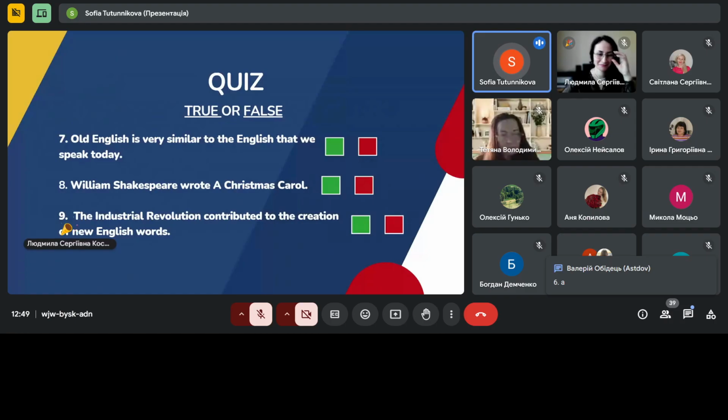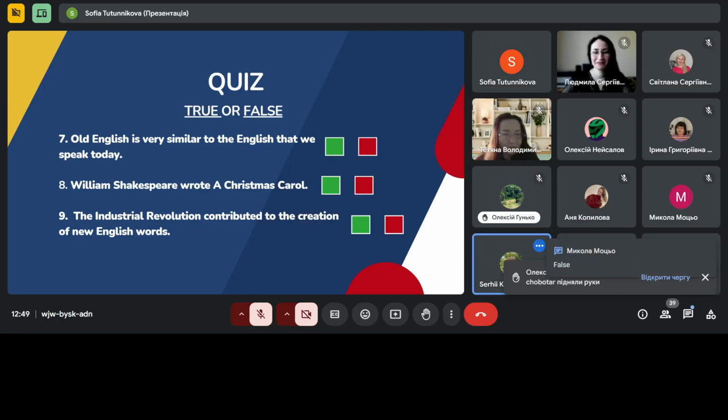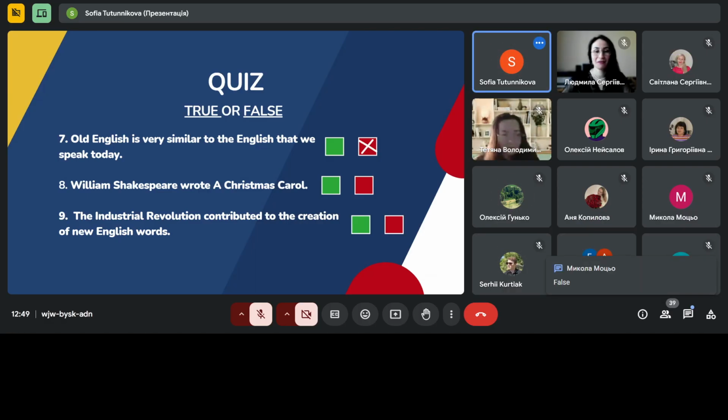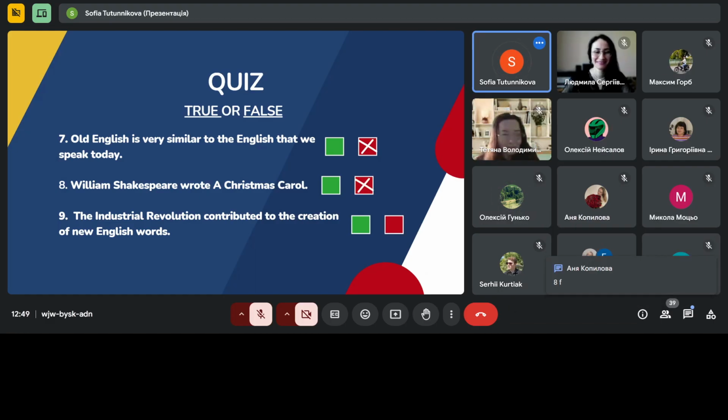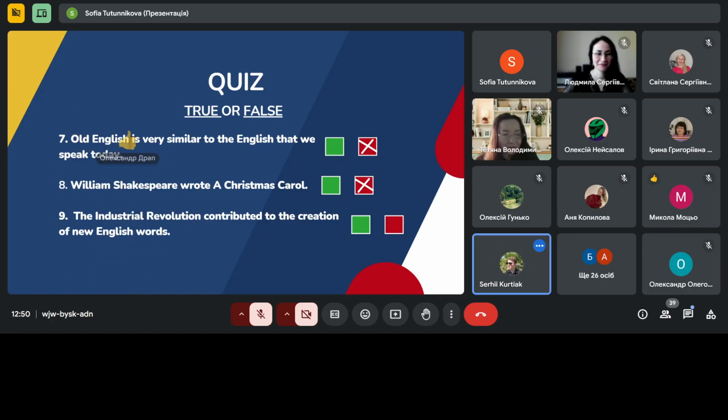And the next part of the quiz is true or false. So Old English is very similar to the English that we speak today. You think it's true or false? I think it's false. Yes. William Shakespeare wrote A Christmas Carol. It's false. Yes. And the last, the Industrial Revolution contributed to the creation of new English words. I think it's true. Yes, it's true. That's all.